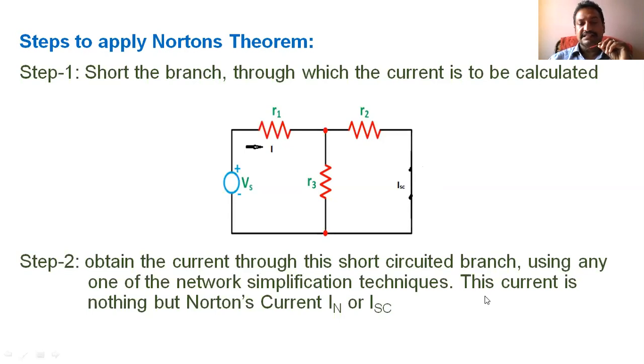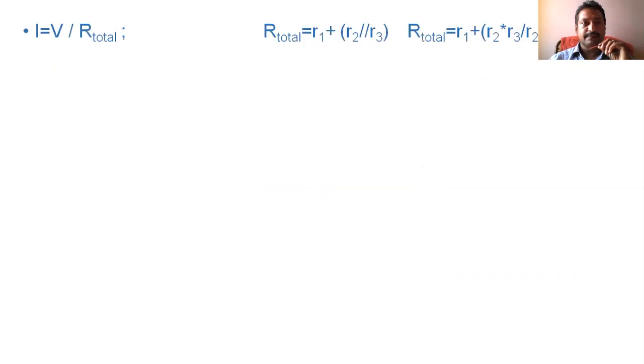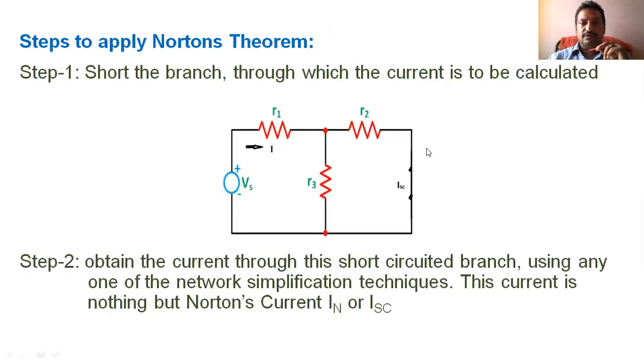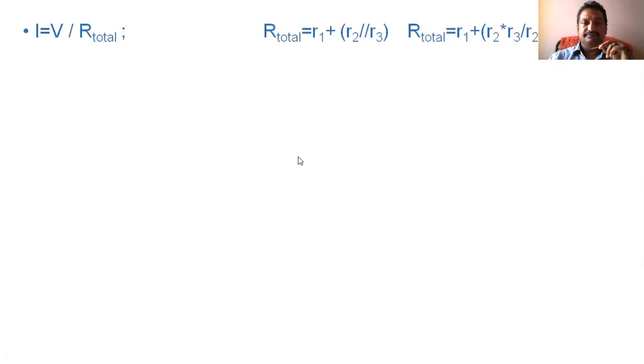This current is nothing but the Norton's current, also called the short circuit current. See here, this short circuit current I is equal to V divided by R total. R total is the simplification of this. R2 and R3 are in parallel, and this combination is in series with R1. Therefore, R total is nothing but R1 plus R2 in parallel with R3. Therefore, I is equal to V by R total.